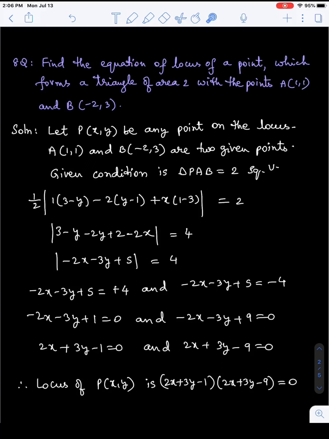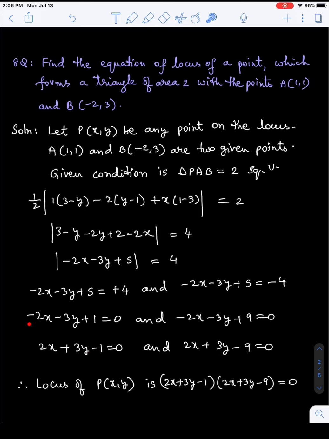Here also the modular symbol is removed. For that what we should do? We have to take plus 4 here, minus 4 here. With the same LHS, minus 2x minus 3y plus 5, 2 times. And plus 4 when you take to LHS, it will become minus 4. So 5 minus 4 is 1. And here also, minus 4 when you take to this side will become plus 4. 5 plus 4 is 9.